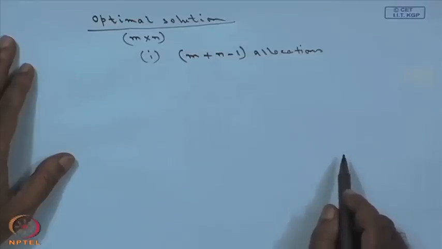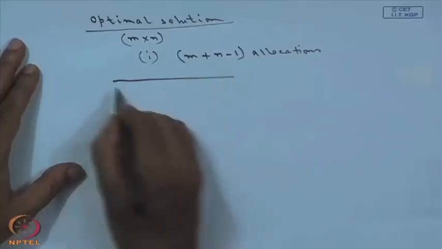And number 2, whatever allocations we have made, these allocations do not form a loop. Form a loop means what? You are starting from one cell, you are visiting different cells and you are coming back to that particular cell, that we call the loop. So, for a non-degenerate solution we have two criteria. One is the initial basic feasible solution should have exactly m plus n minus 1 allocations, and the allocations do not form a loop.